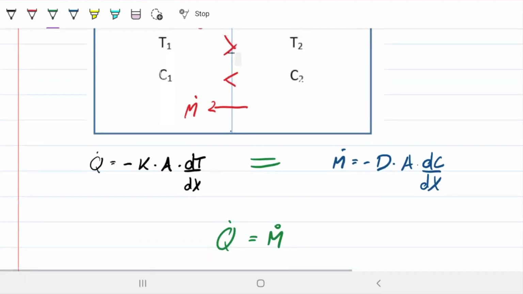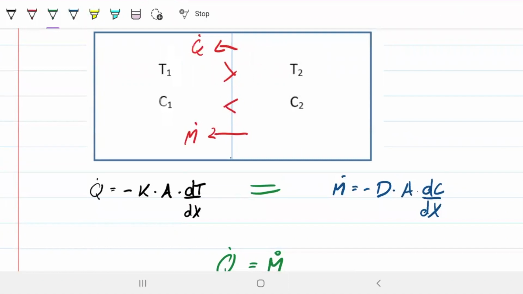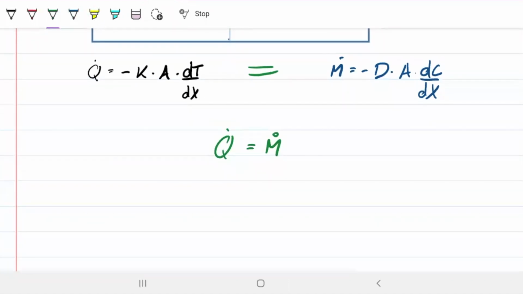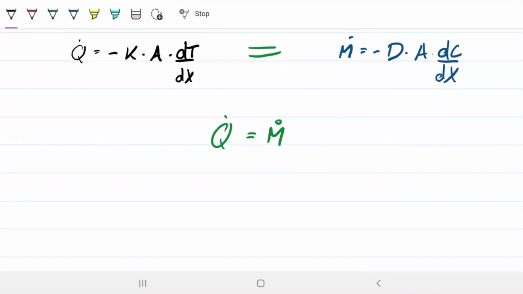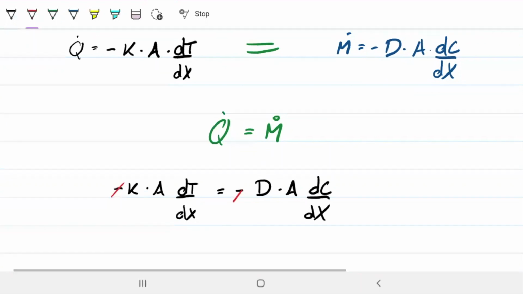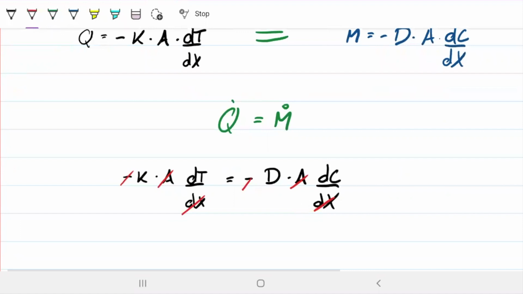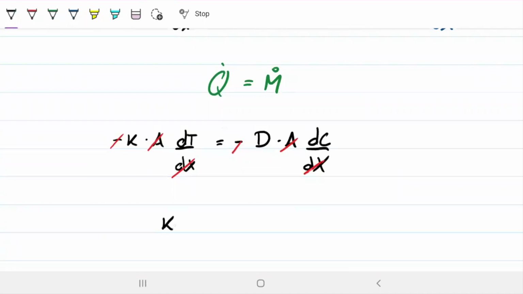As long as we're putting the Q in the direction that we want, in this case for the left, for instance, we don't need to worry about that negative. But you'll see that in this problem, it doesn't really matter if you keep them or not, it'll be the same thing. Because we're making K A dT dx equal to D A d concentration dx. Okay, and on both sides I have the negative, so they both go away. On both sides I have the same area, so they both go away. And on both sides I have the dx, so they both go away too. And this becomes a very simple equation: conductivity dT equals diffusion coefficient, diffusivity, dC.